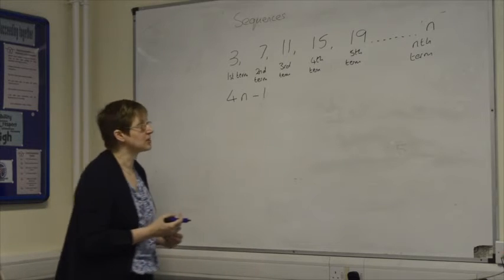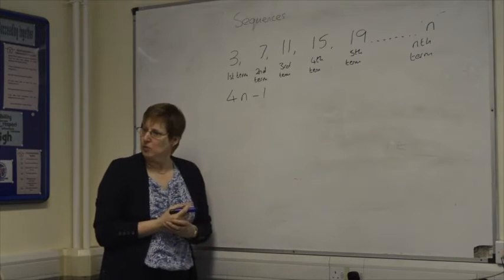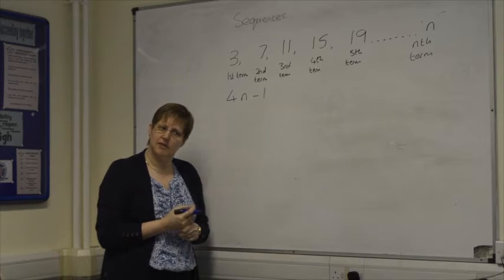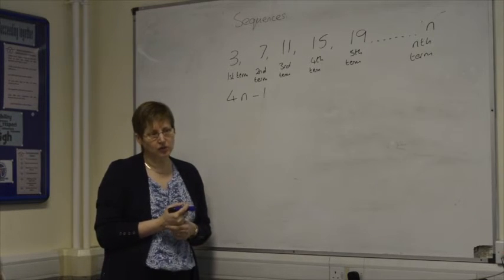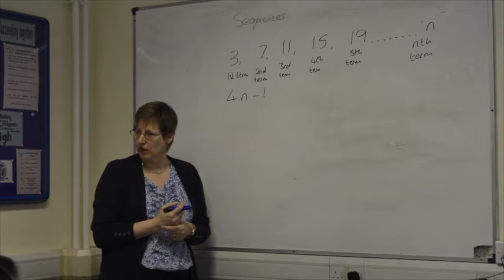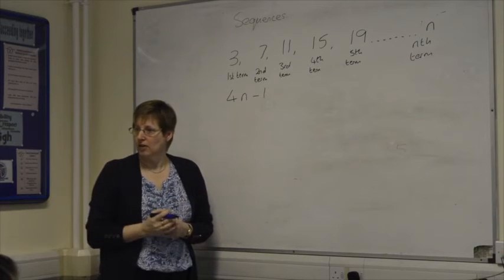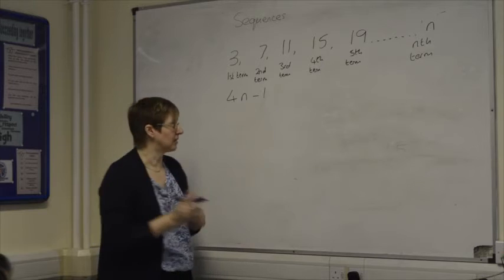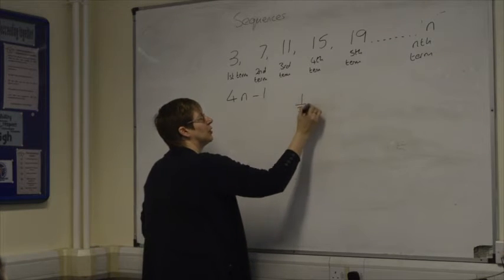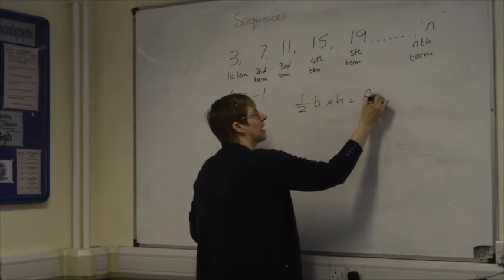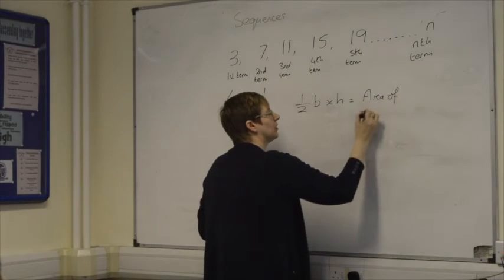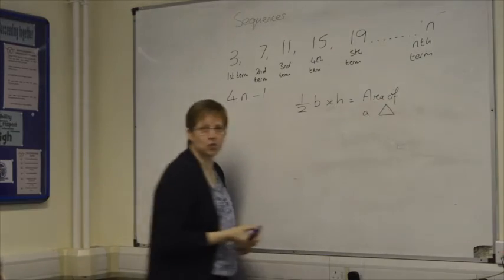And formulas, we get all sorts of formulas. You might know the one for finding the area of a circle. Do you know that one? Or the area of a triangle. Do you know the formula for the area of a triangle? How do you find the area of a triangle? Half times base times height. Excellent. Half base times height equals area of a triangle. That's a formula.